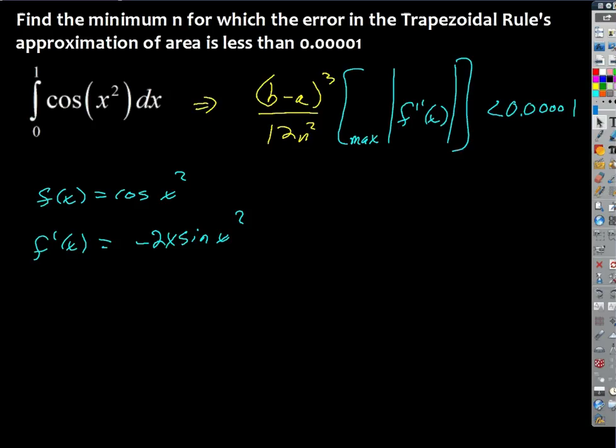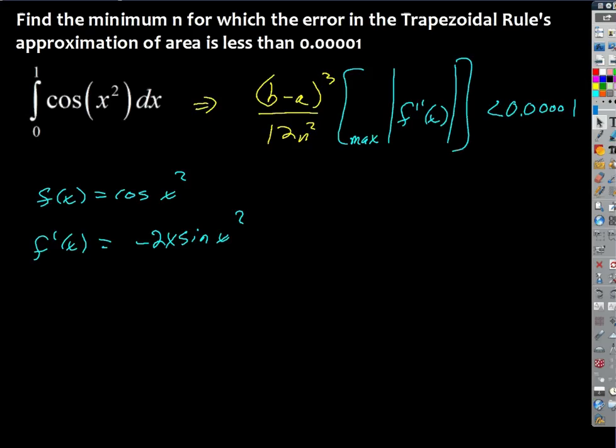We started looking at this yesterday. This is one of those where we're trying to use the error formula for the trapezoidal rule. We want to find what's the value of n? What's the minimum number of trapezoids we would need to get that kind of precision, right? We want to have an error less than what is that, 100,000? 1, 2, 3, 4, yeah, 100,000, okay?